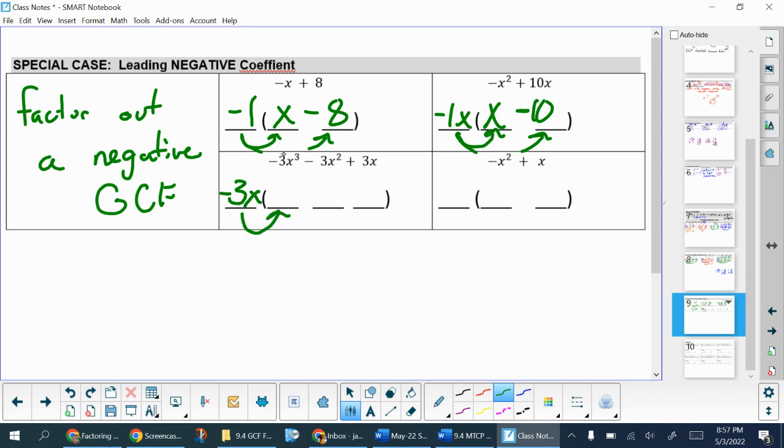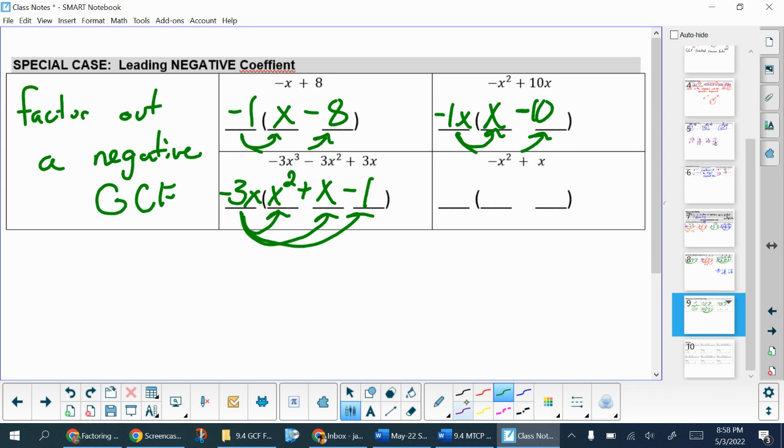Well, negative 3 is already there, and I need to take x times x squared to get x to the third. On this one, well, the negative 3 is already there. x times x makes x squared, plus sign in the middle. Now in this one, I need to get positive 3x. Well, I've got negative 3x. I need to multiply by a negative number. Negative 3 times negative 1 makes 3, and we've already got the x, so no more x's in there.